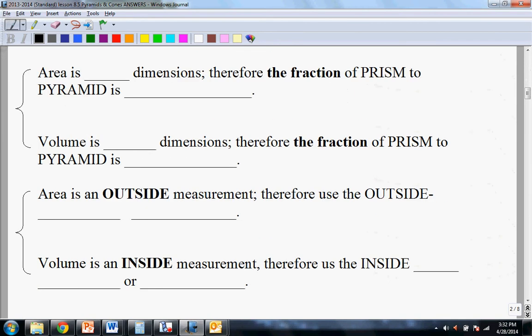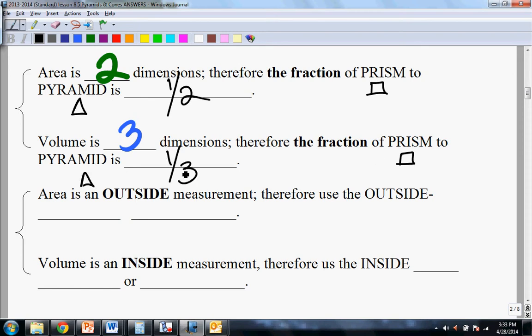Couple summary statements. Area is 2 dimensions. Because area is 2 dimensions, when we go from a prism to a pyramid, we're going to be dealing with a fraction of 1/2. Two dimensions, fraction 1/2. Volume is 3 dimensions. Therefore, the fraction from a prism to a pyramid is going to be 1/3.